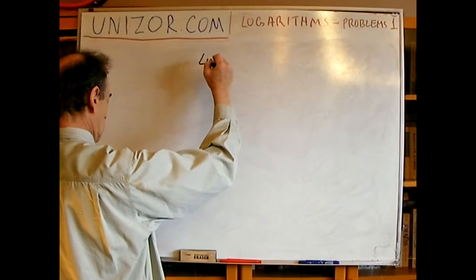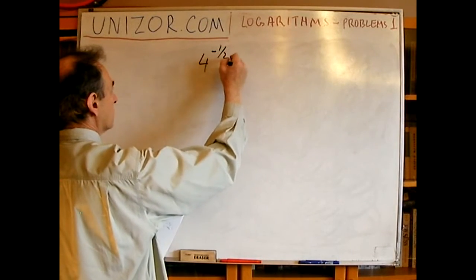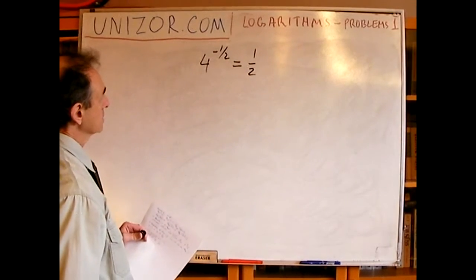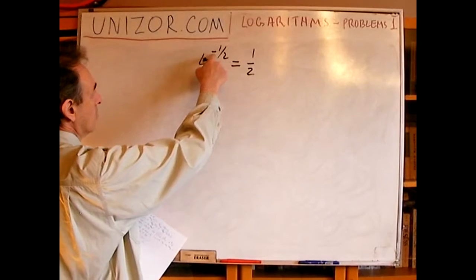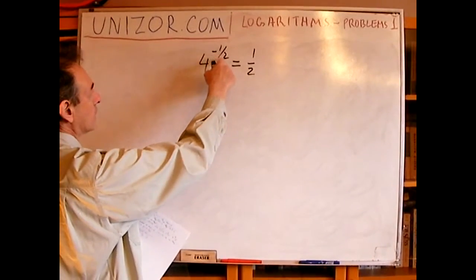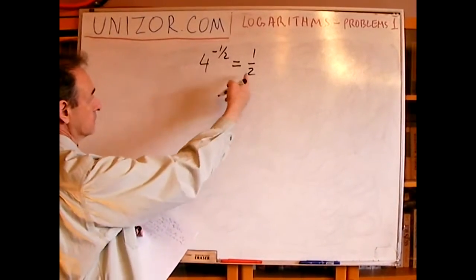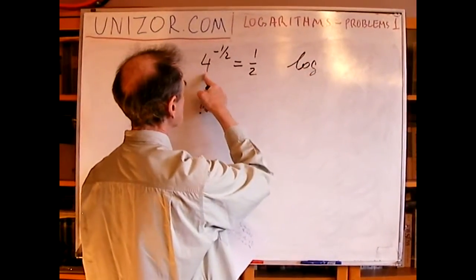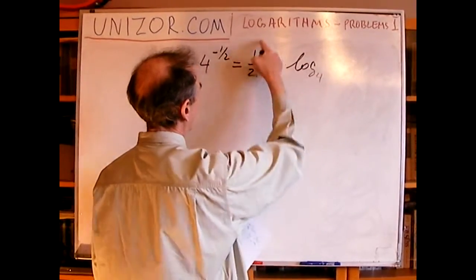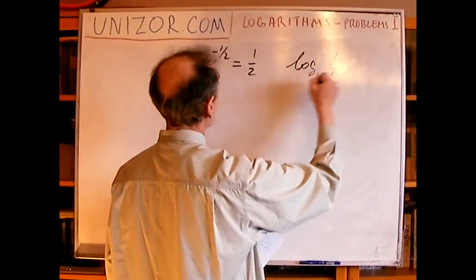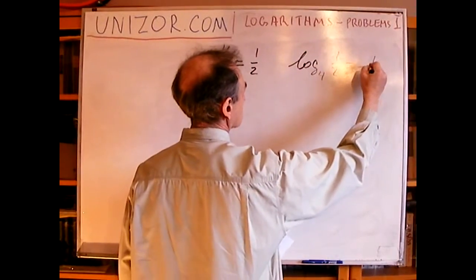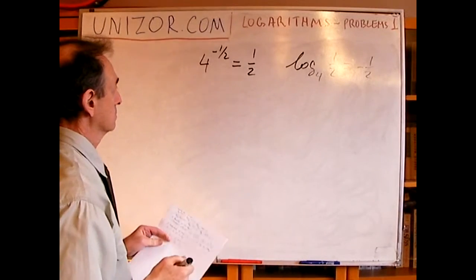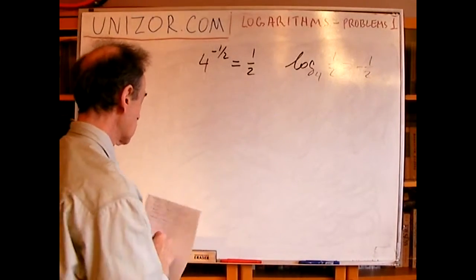4 to the power -1/2 equals 1/2. Well, is it correct, by the way? 4 to the minus means it's 1/4. 1/2 means square root. Square root of 1/4 is 1/2. Exactly. So, in the logarithmic notation, it means log base 4 of this equals whatever the exponential thing is. Okay, that's the last one in this series.